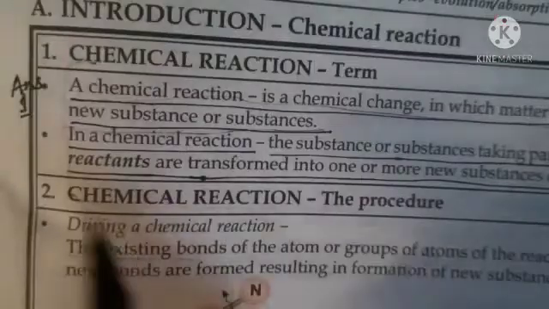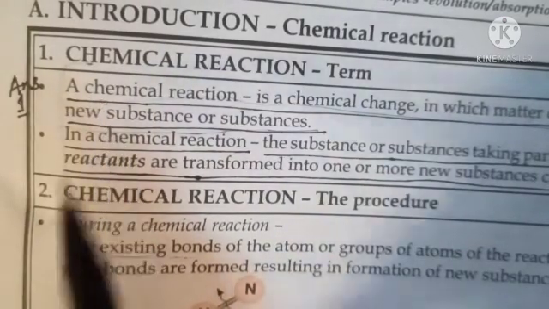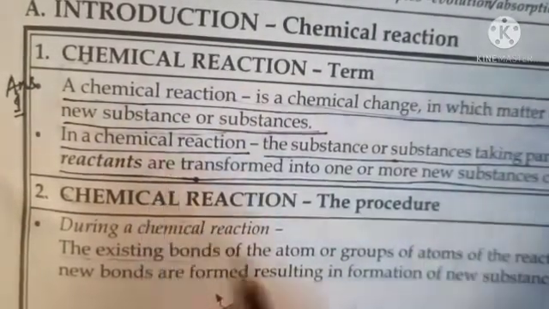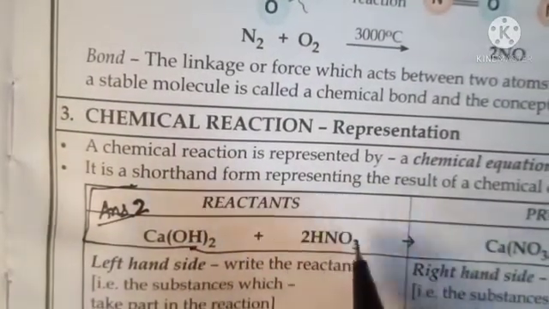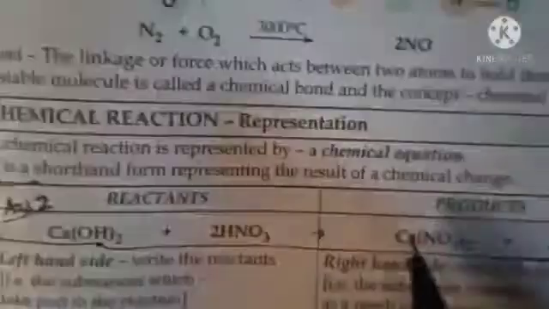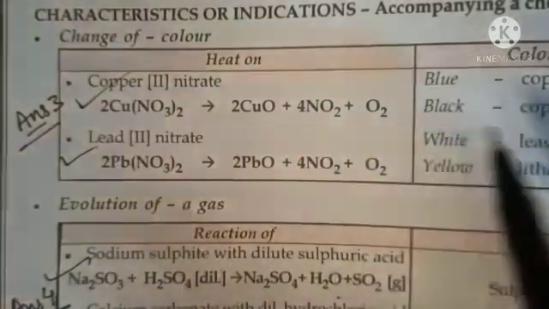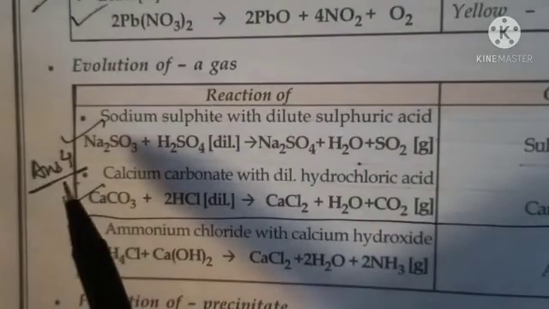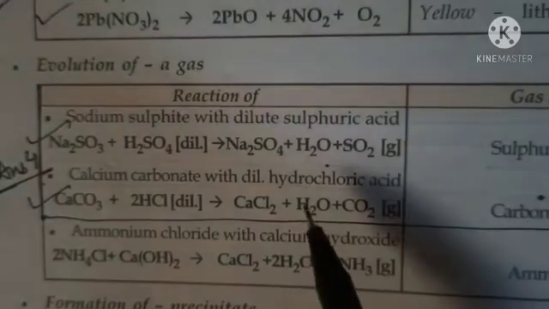Understood? Now this is answer number 1, these 4 lines. Then this reaction you will give in answer number 2. These 2 equations you will give in answer number 3, and you will mention the colors also, what color changes occur. These 2 equations you will give in answer number 4, and you will mention the name of the gas also in both cases.